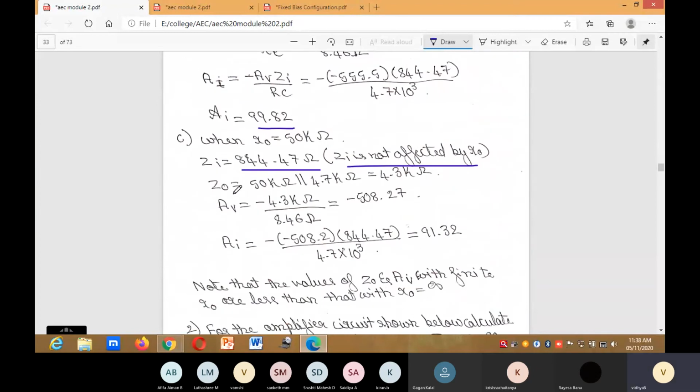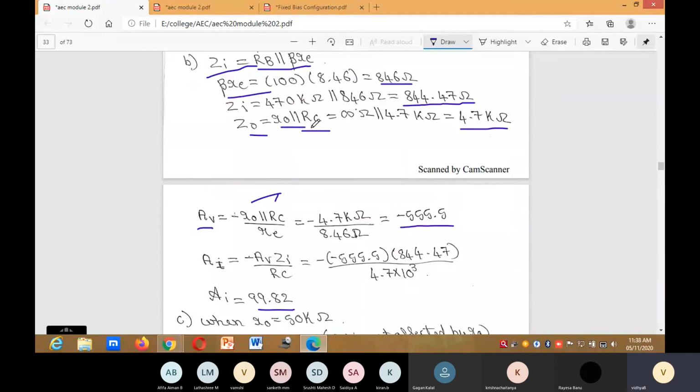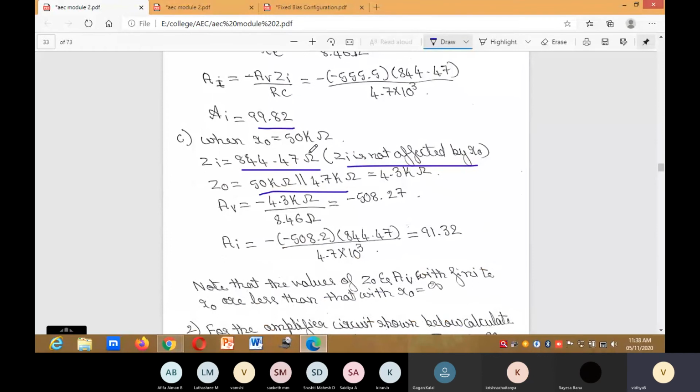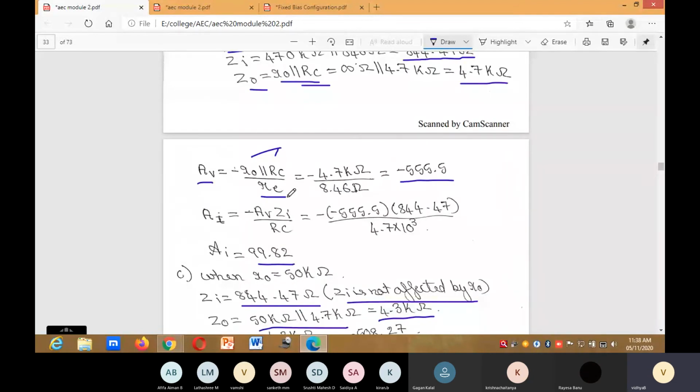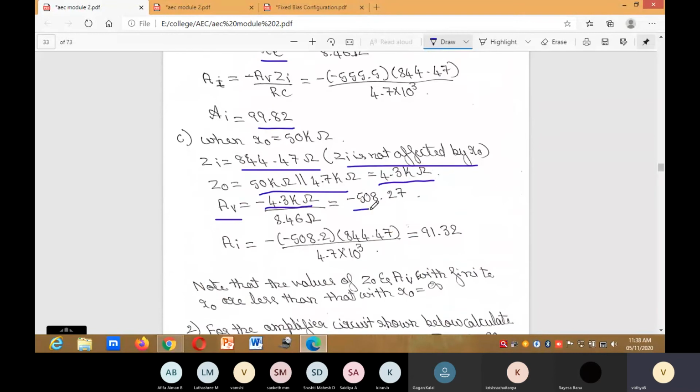Z0 is equal to R0 parallel RC. Here R0 value is 50 kilo ohm and RC value is 4.7 kilo ohm. You will get 4.3 kilo ohm output impedance. Voltage gain you will get minus 4.3 kilo ohm, because R0 parallel RC value is 4.3 kilo ohm. Directly they have substituted here, and IE value is 8.46 ohm. You'll get minus 508.27. That is the voltage gain when R0 is equal to 50 kilo ohm.